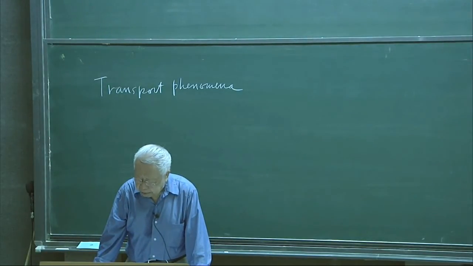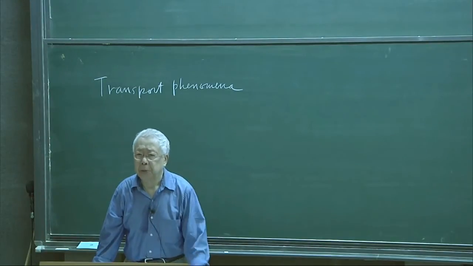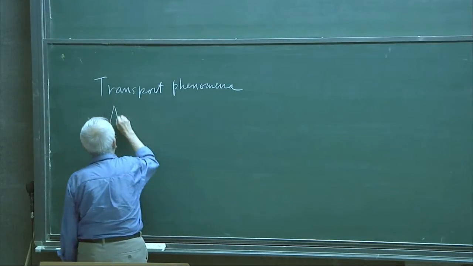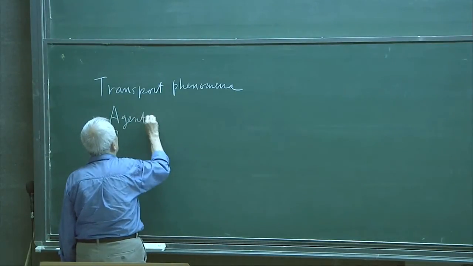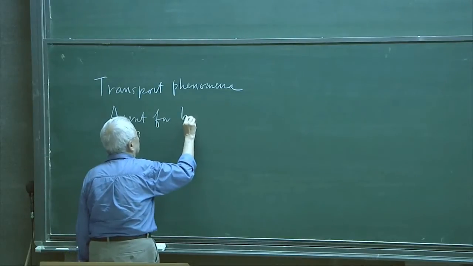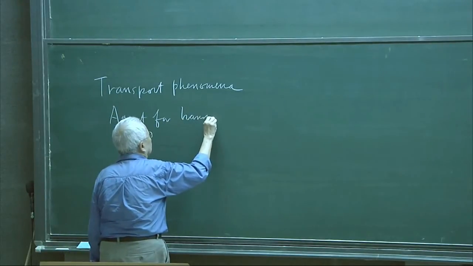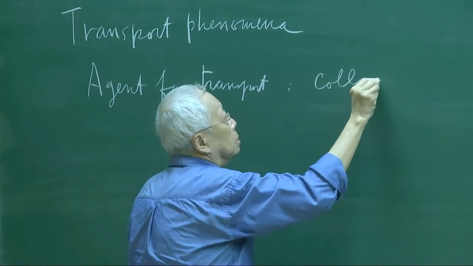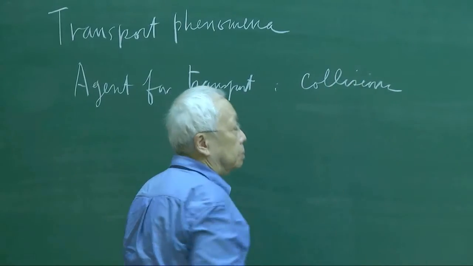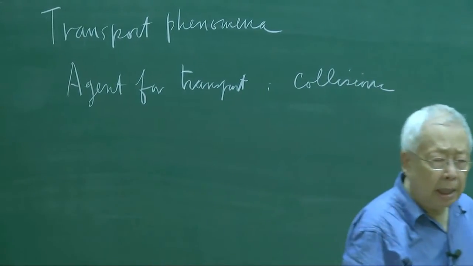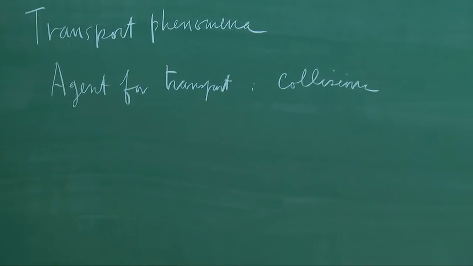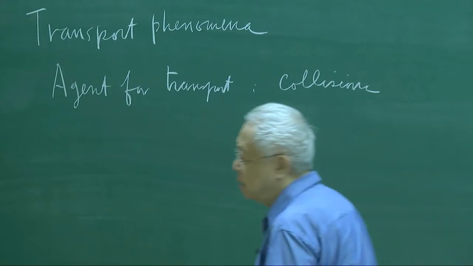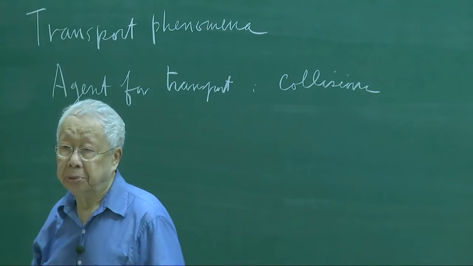To describe transport phenomena, we have to ask, what is the agent for transport? How do things get transported from one part of the system to another? The agent of transport, of course, is collisions. And the distance over which quantities can be transported is governed by the distance an atom travels between two collisions. That's called the mean free path.